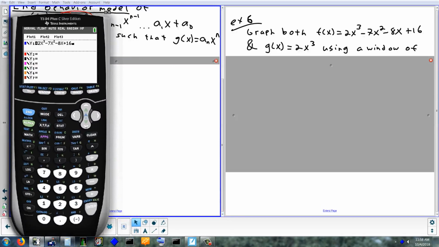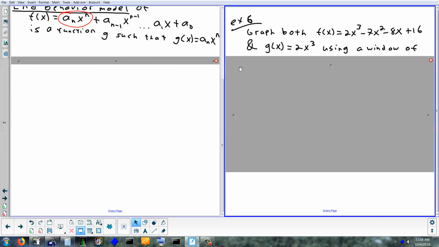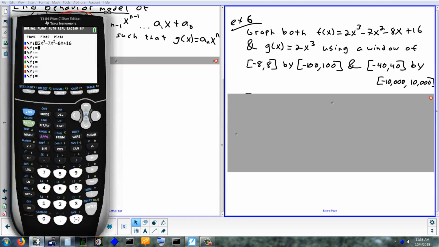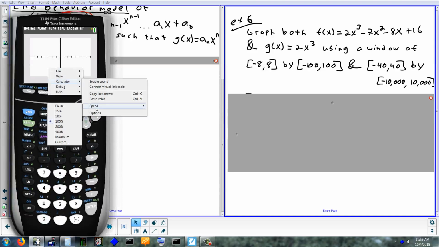And now they're telling me a window. They want me to graph it using that window. Actually, two windows. First one they want me to try is negative 8 to 8 and negative 100 to 100. Let's try that. I'm going to hit graph, and I want to see how similar they look.